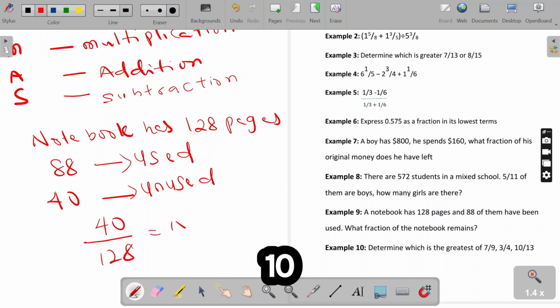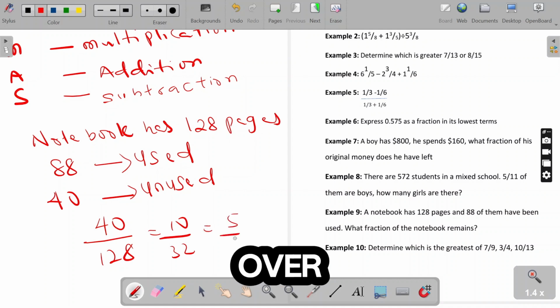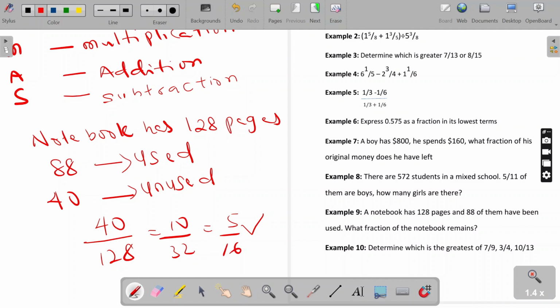And that will give me 10 over 32. And that will give me 5 over 16. So that is the fraction that is unused. Fraction that is unused. Thank you so much.